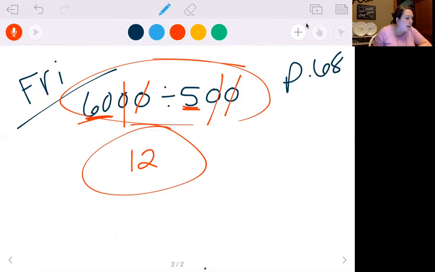So let's do some examples. You're going to do 1 through 8 today, so let's do some more that are on the other side.